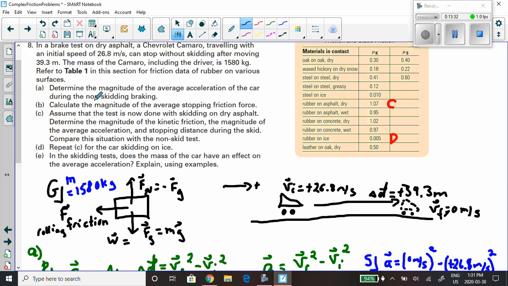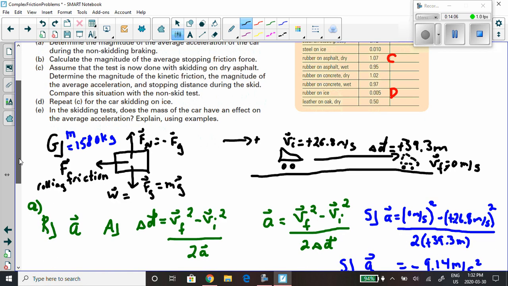So it says here, determine the magnitude of the average acceleration of the car during the non-skidding braking. Okay? So as I'm looking at this, I'm saying they want me to calculate acceleration. And look, I've been given a lot of kinematics information. Initial velocity, final velocity, displacement. So if I've been given all of this kinematics information, I bet you I can solve acceleration by using a kinematics equation, and I can. But that was the clue.